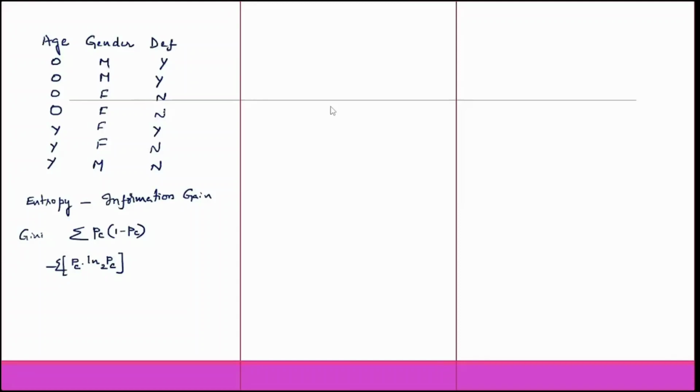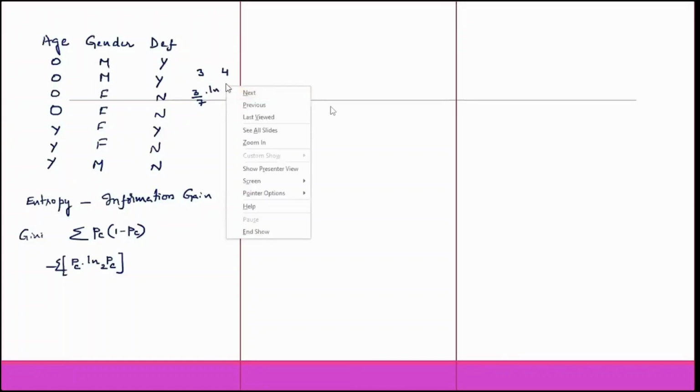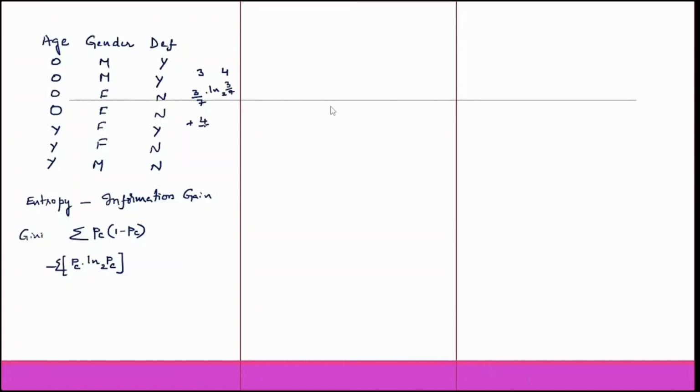So if I am talking about 3 yeses and 4 nos, you can very well say the probability of this class is 3 by 7 multiplied by log of 3 by 7 to the base 2, plus 4 by 7 into log of 4 by 7 to the base 2. This entire thing you put a minus. So if I typically have to calculate that, let me see if I have any Excel sheet.